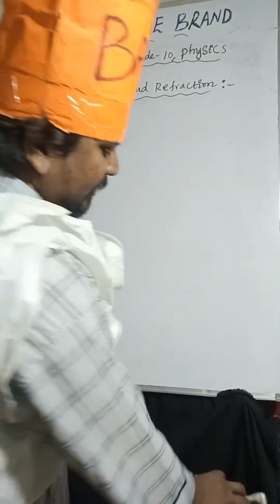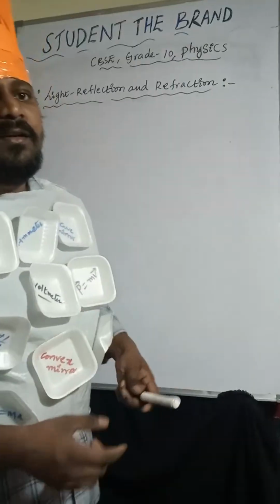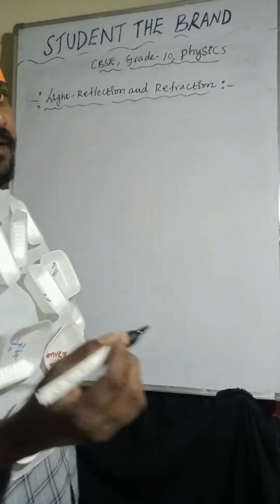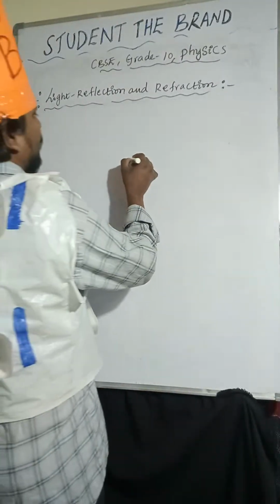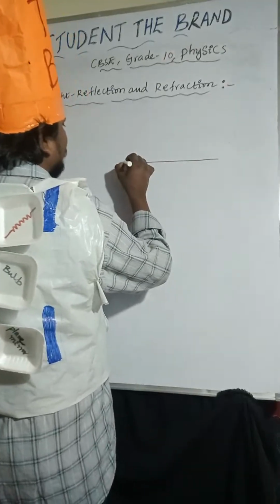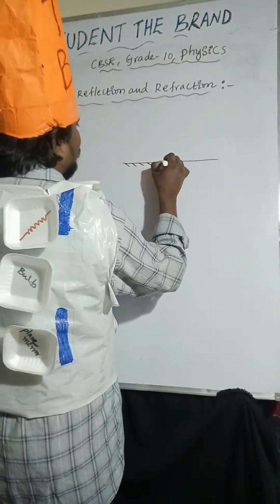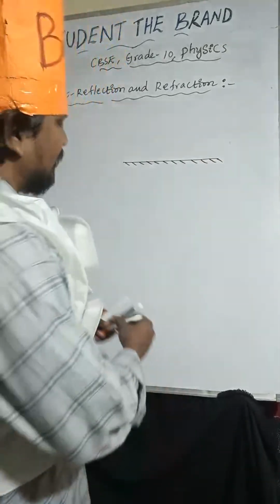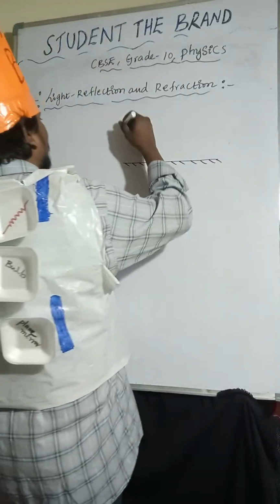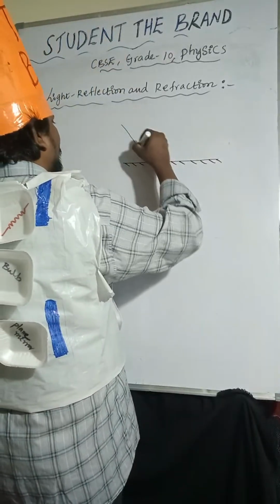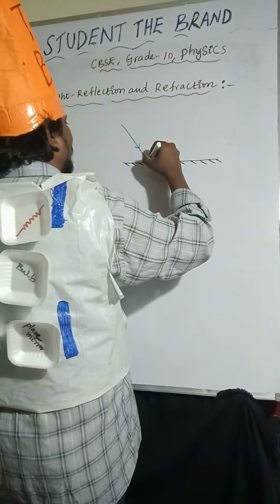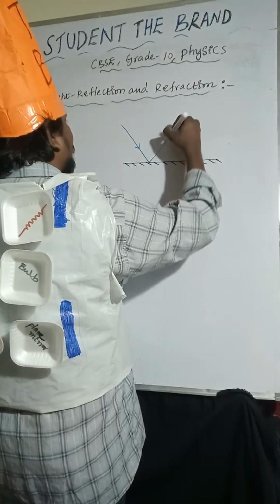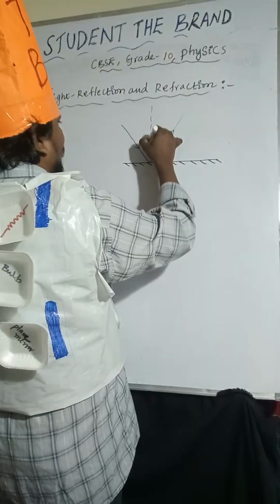Regular reflection and irregular reflection. So what is regular reflection? Regular reflection is nothing but, so I am taking the plane mirror. So this is the plane mirror. This is the plane mirror. So incident ray, this is incident ray, and a reflected ray, and I am taking the normal line.